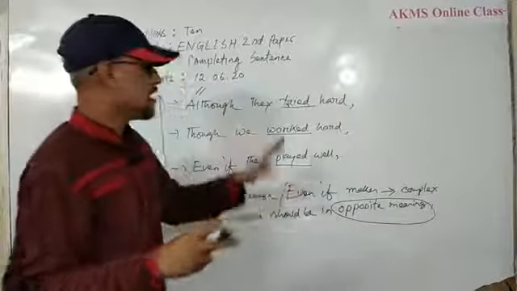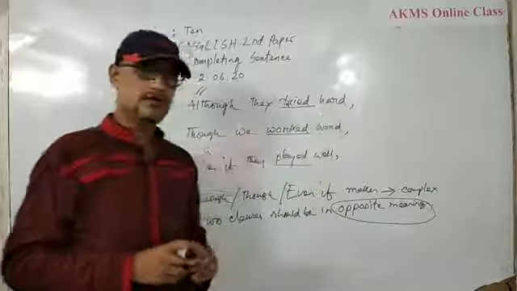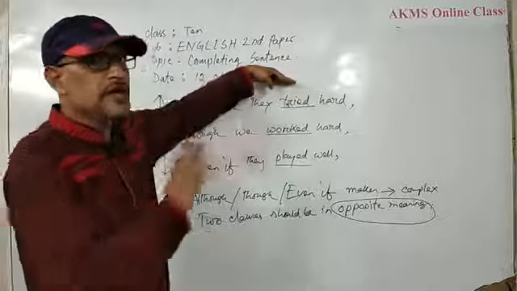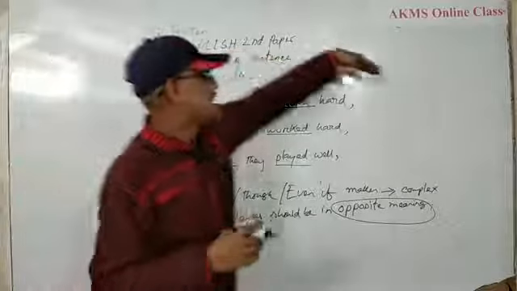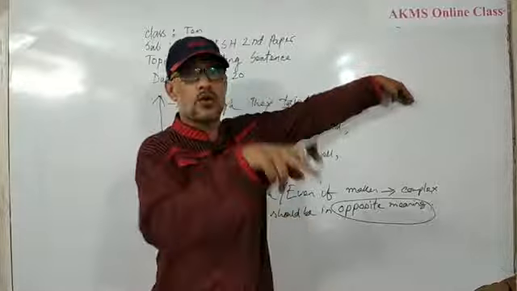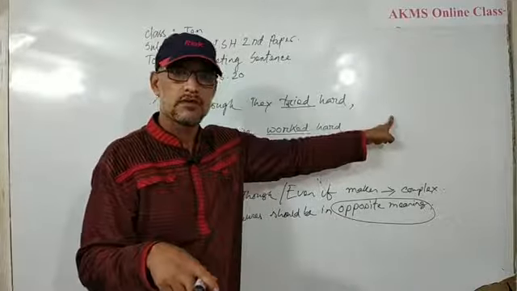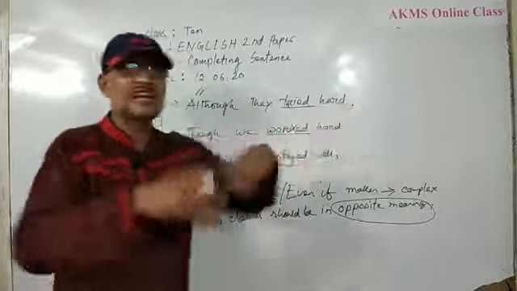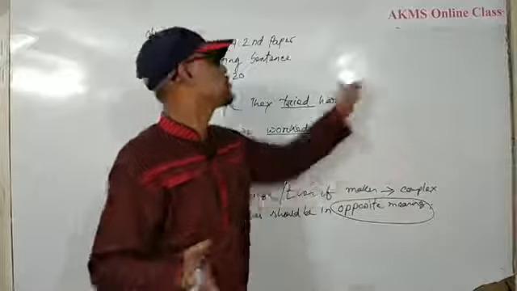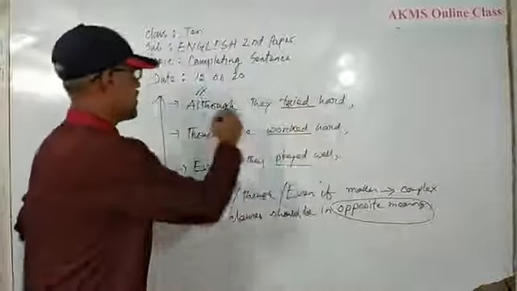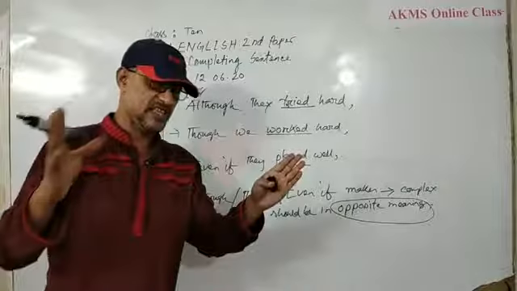Now dears, opposite meaning, although they tried hard, you know the meaning of that sentence, I think, because the clause which you are going to write should have a relation. You cannot write anything. There will be a relation between the two clauses. Although they tried hard, what will you write? You can write anything.